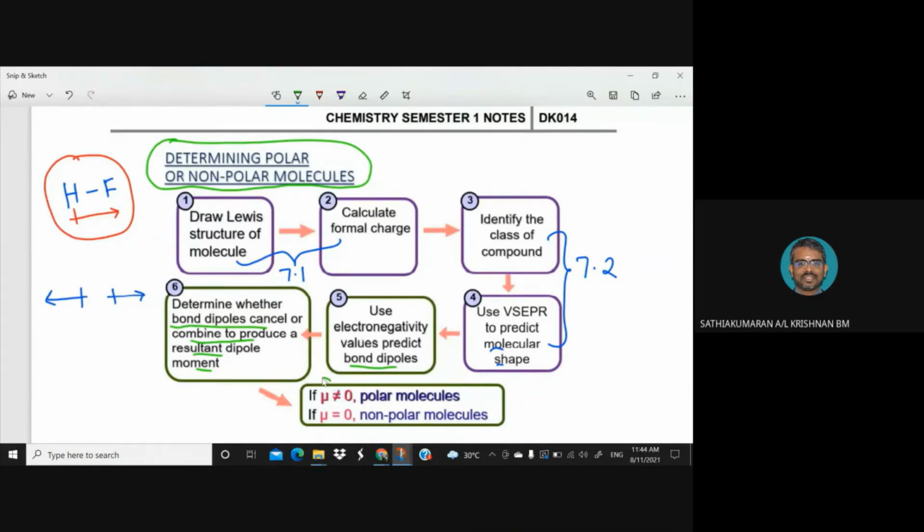How to predict the dipole moment? This one will be your 7.3. This lesson will be your 7.3. Now let us explore 7.3. If a molecule has more than one polar arrow, or another name we call bond dipole, let us see how to do it.